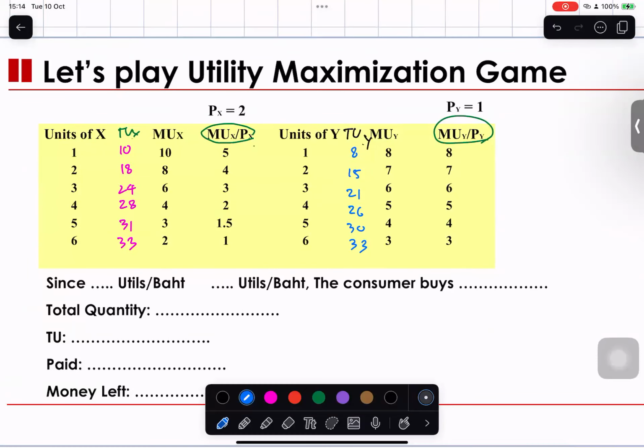Round 1. Remind ourselves first the parameters here: Px 2 baht per piece, maybe candy, Py 1 baht per piece, maybe chocolate bar. M equal to 9. He has 9 baht.